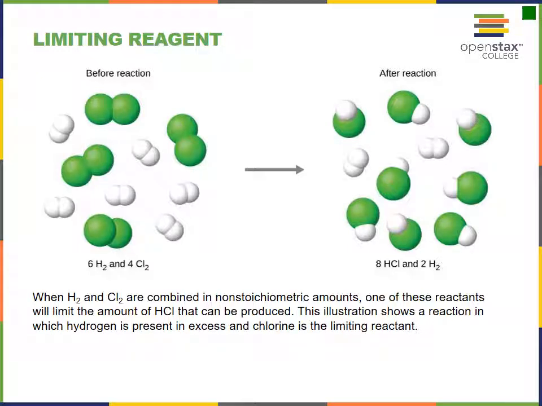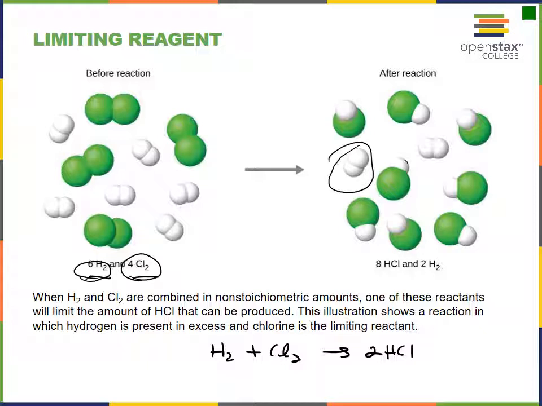Equally, we could have hydrogen reacting with chlorine. Now, the reaction from hydrogen to chlorine to make HCl is 1 to 1. So each hydrogen reacts with a chlorine to make 2 HCl. Now, we have 6 moles of hydrogen and 4 moles of chlorine, or molecules in this case. If we need 1 to 1, we know we're going to have 2 of the hydrogens left over. And our reaction is going to stop when we run out of our chlorine. Our chlorine is our limiting reagent. Our hydrogen is in excess.